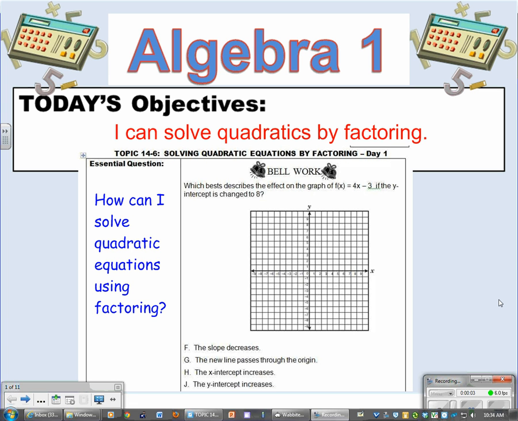This is topic 14-6, solving quadratic equations by factoring. Our essential question today is, how can I solve quadratic equations using factoring?